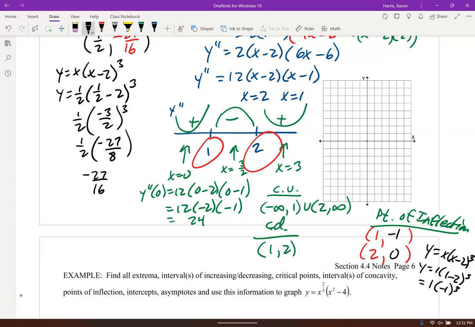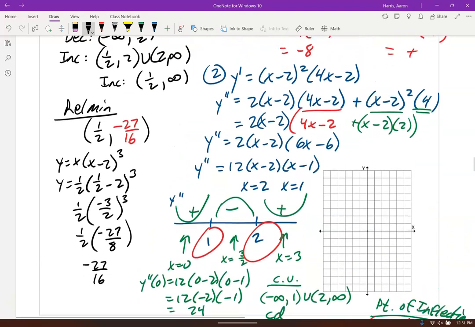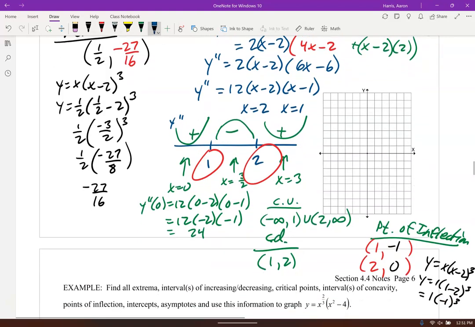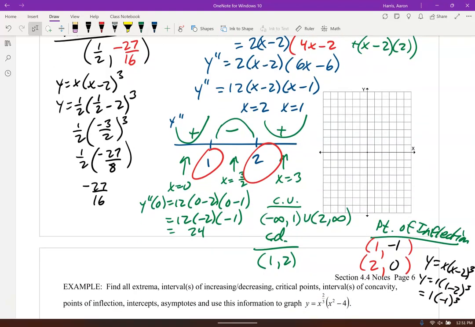All right, let's start putting some information on the graph finally with all this stuff. So I'm going to start with my relative minimum of 1/2, negative 27/16. So 1/2, halfway to the right. I'm down 1 and almost 2, about right there. Negative 1.7-ish or whatever negative 27/16 is. Okay, so I have a relative min there. This is a relative min, so it's just going to hit that right there.